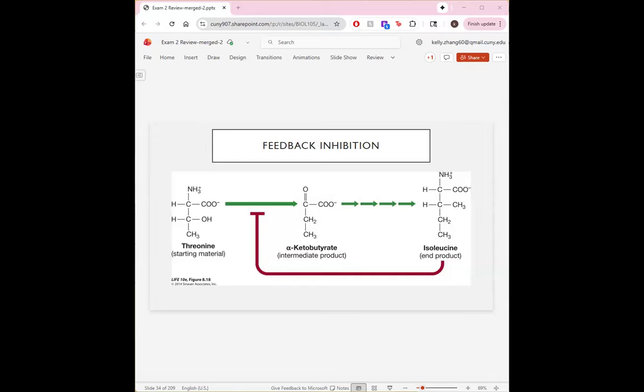For feedback inhibition, the first reaction is a commitment step. The other reactions then happen in sequence. Feedback inhibition, or end product inhibition, occurs when the final product acts as a non-competitive inhibitor. It changes the shape of the enzyme so it can't bind to substrates of the first enzyme, so the pathway shuts down.